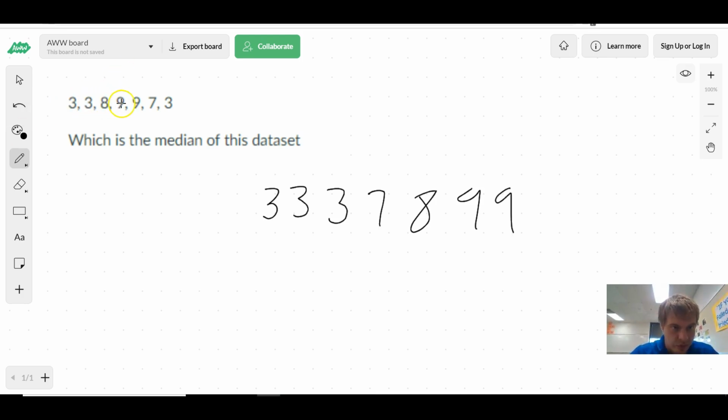So I have 1, 2, 3, 4, 5, 6, 7 numbers here, and I have 1, 2, 3, 4, 5, 6, 7 numbers here. And we're going to find the middle number. So the middle number would just be 7. So that's my median or my middle number. Let's try the next problem.